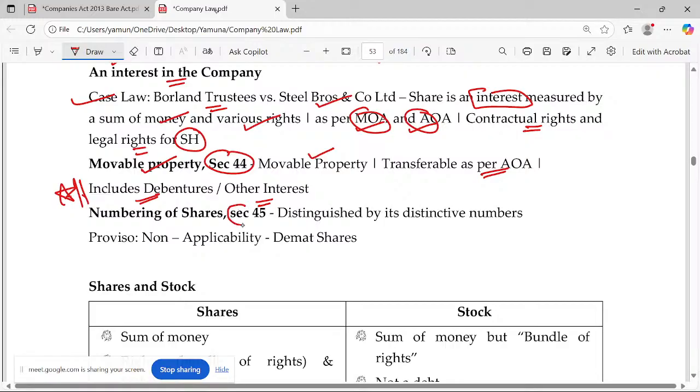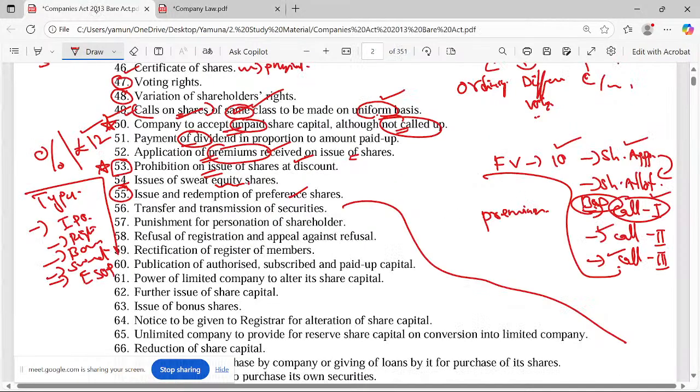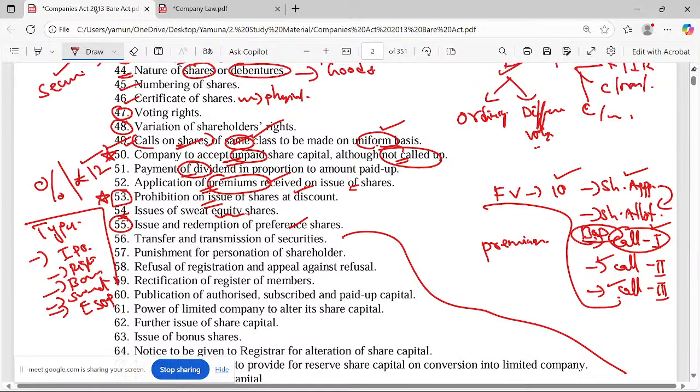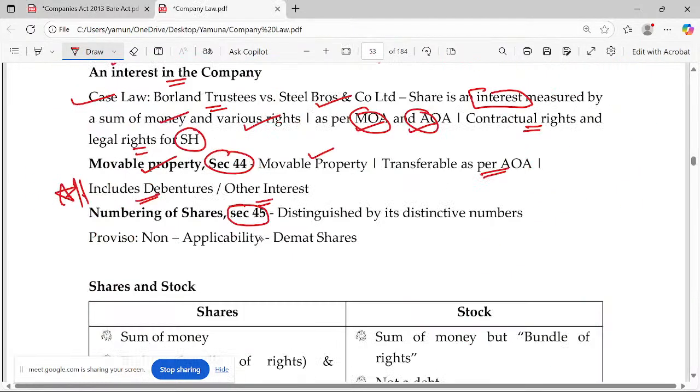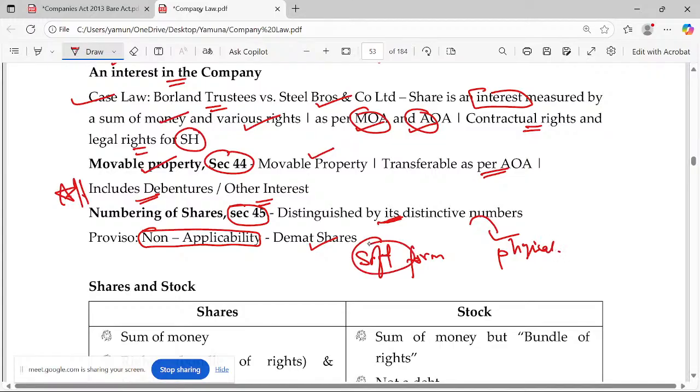Numbering of shares is done in Section 45. You remember, we were referring to the Act. Section 45 discusses numbering of shares. Shares are distinguished by distinct numbers, and this is not applicable for demat shares. What do you mean by demat shares? Holding in soft form. Numbering is applicable for the physical form of share certificates. When you talk about soft form, we talk about demat shares. What do you mean by soft form?